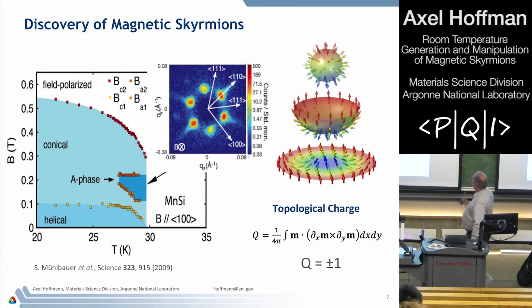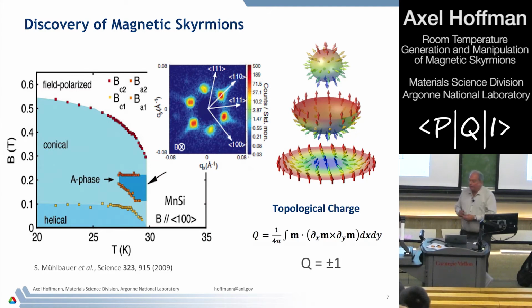The topological charge is odd in the magnetization, which means if you reverse the magnetization, the topological charge reverses sign. Since the direction of the magnetization is set by the applied magnetic field, if you reverse the magnetic field, you do change the sign here.